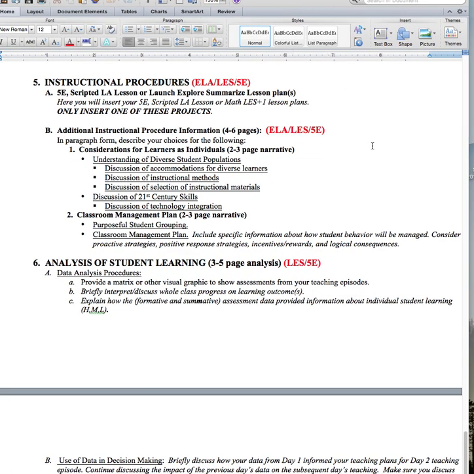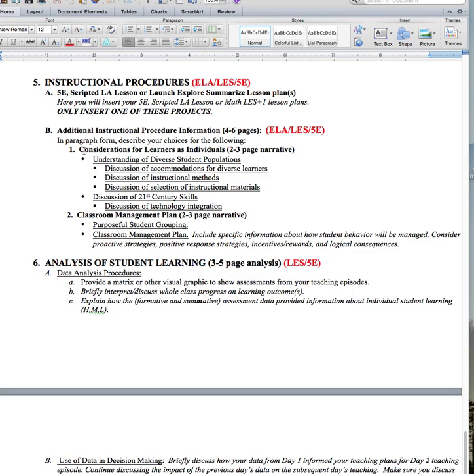So I'm going to talk about it from this perspective just because it's a little more concise and streamlined. But both of them have the same information and both of them are perfectly acceptable. So do whichever makes sense to you and whichever is easiest for you in your teaching style. So for part 5, you're going to drop in your 5E, your Math Launch, Explore, Summarize, or your ELA lesson plan. So just drop that in its entirety, and that covers a lot of the IDP requirements.